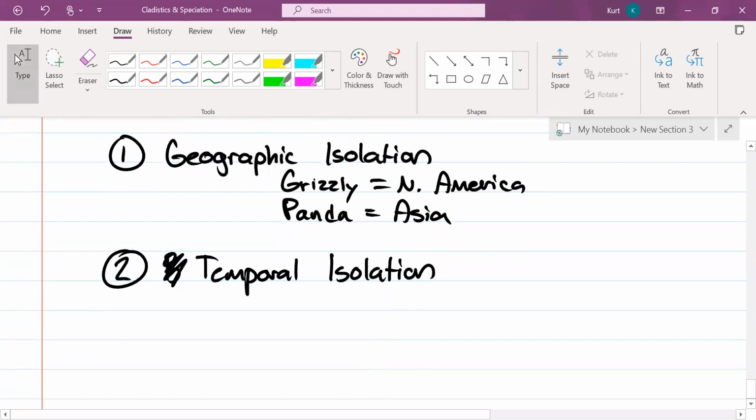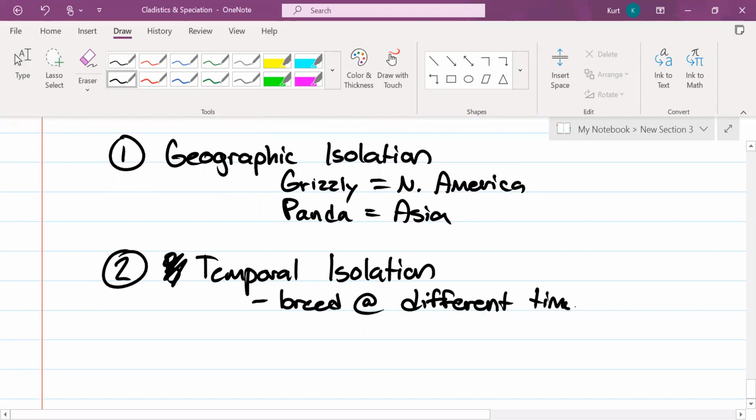And this is all about breeding at different times. Now, it could be different times of the year. It could be different times of the day. An owl and an eagle are not going to breed with each other because an owl is nocturnal, an eagle is diurnal. They're active during the day, owls are active at night. They're never going to reproduce.